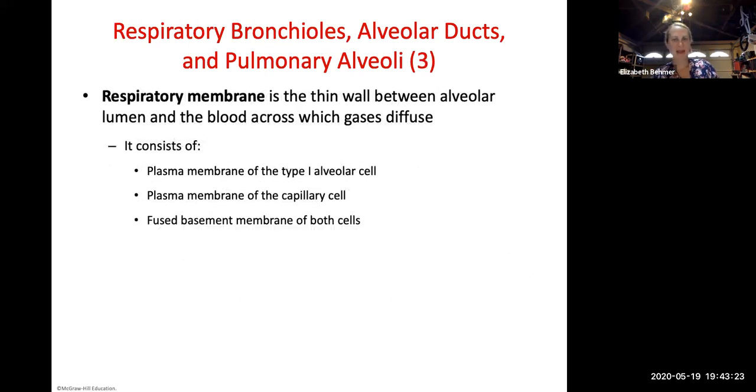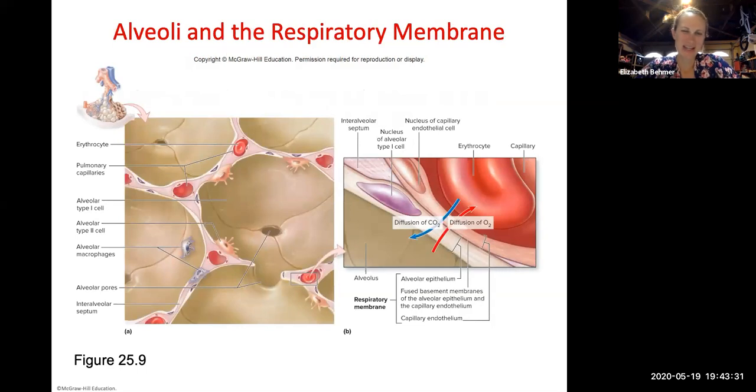The respiratory membrane is the thin wall between the alveolar lumen and the blood. I won't go over this too much because you'll get this in physiology, which I should probably learn a lot more myself, first of all. But you can see this really thin membrane with the cells, and it's just showing how this diffusion of oxygen and carbon dioxide can quickly pass because the membrane is so thin. Here's a look at an erythrocyte in a capillary, and how oxygen will go into that red blood cell, and carbon dioxide will be offloaded into the alveoli itself.